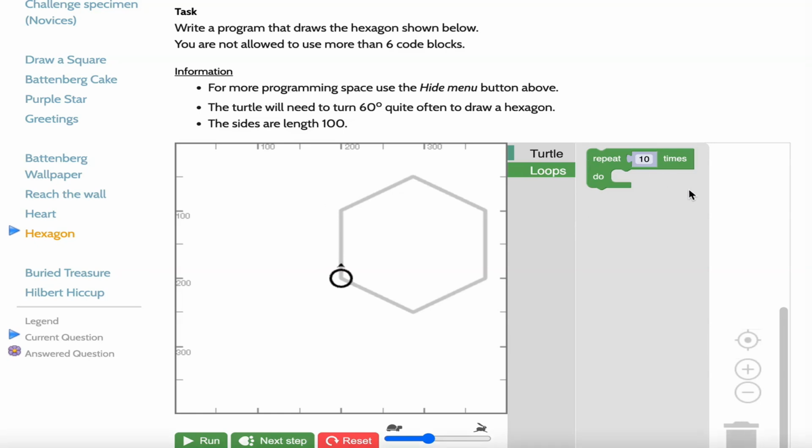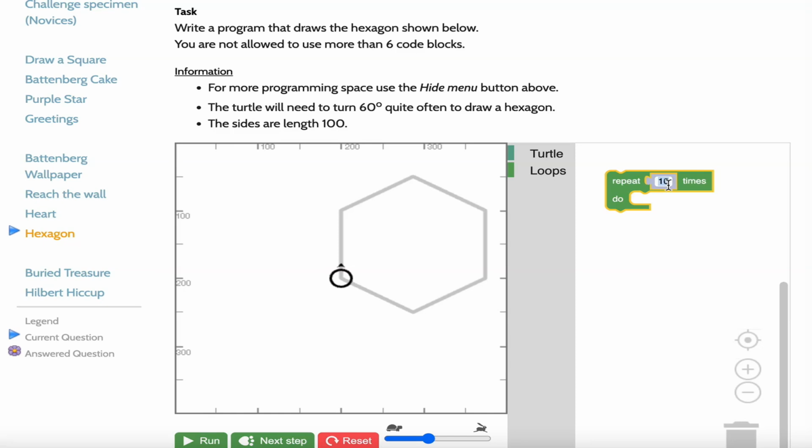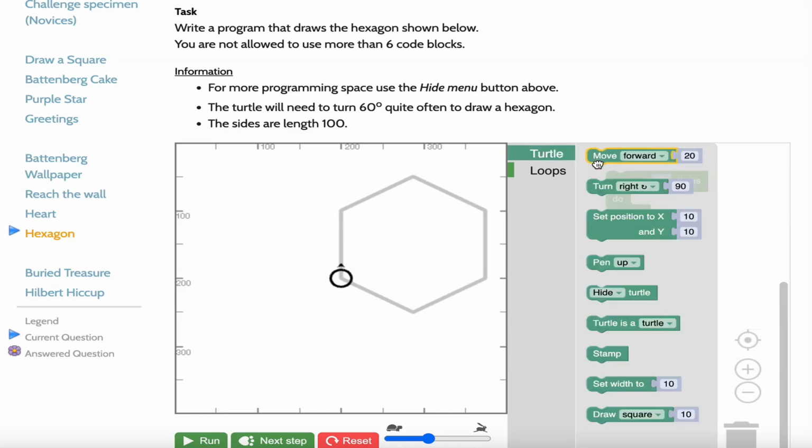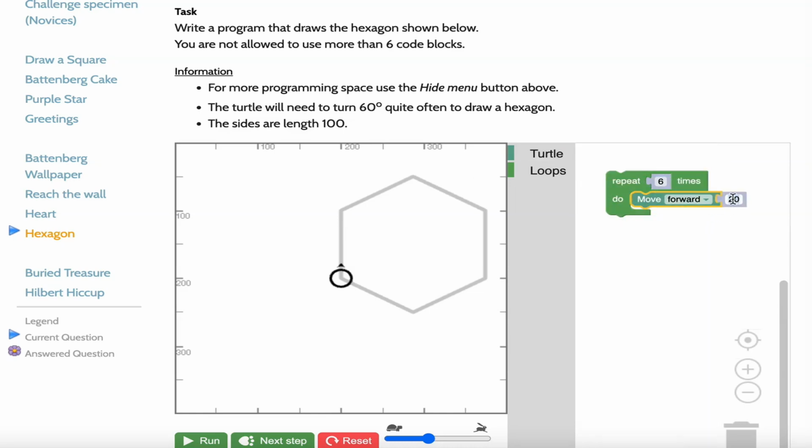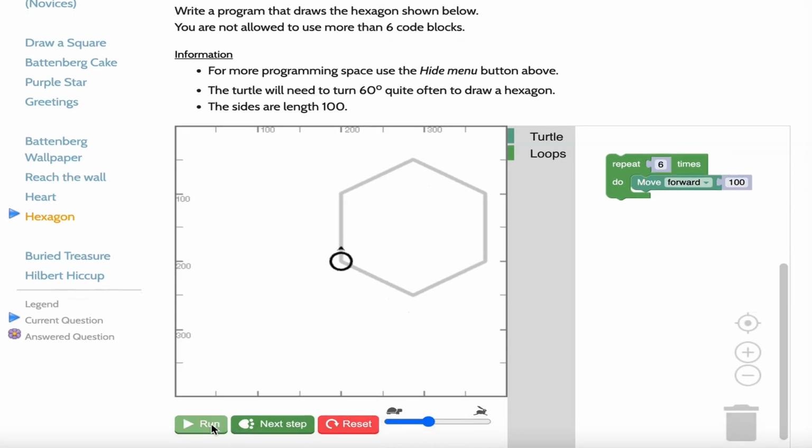So let's pull out the repeat block and let's put that here and let's change that to 6. Now again, using our understanding of shapes, we know that the repeat block is going to do that 6 times because we have a shape with 6 sides. Now the first thing we need to do is we need to move forward. Now we've already been told how many steps we need to move forward by, so we can go straight over and we can change that to 100. Now let's run this and see what happens.